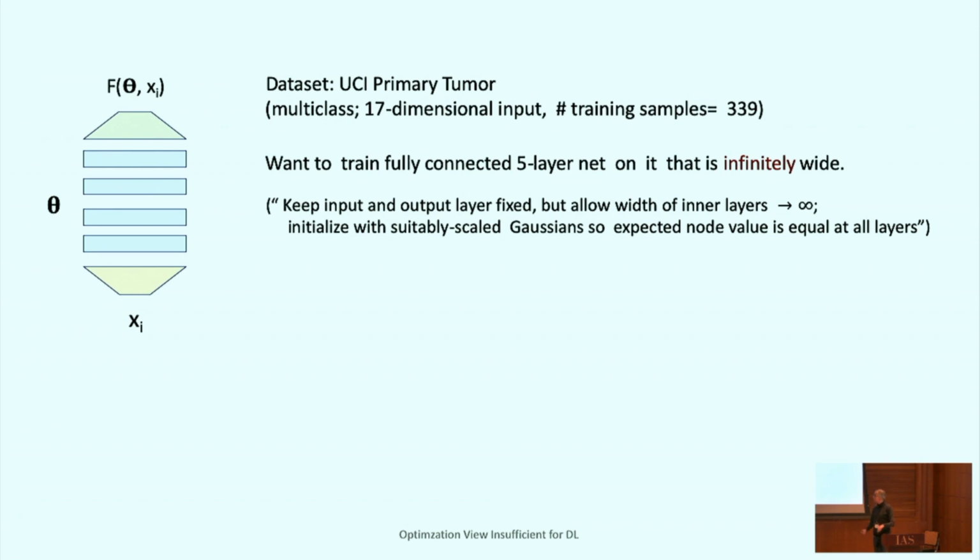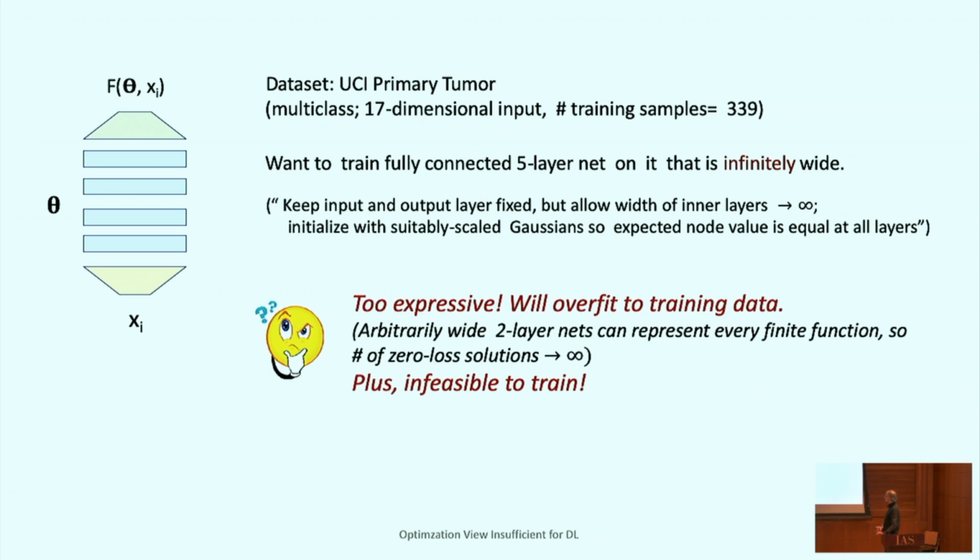So it's some scaling, and then this all makes sense. And the question is, is there a limit? As you train this infinitely wide net, is there a limit that emerges? And so now you're thinking, okay, this is too expressive.